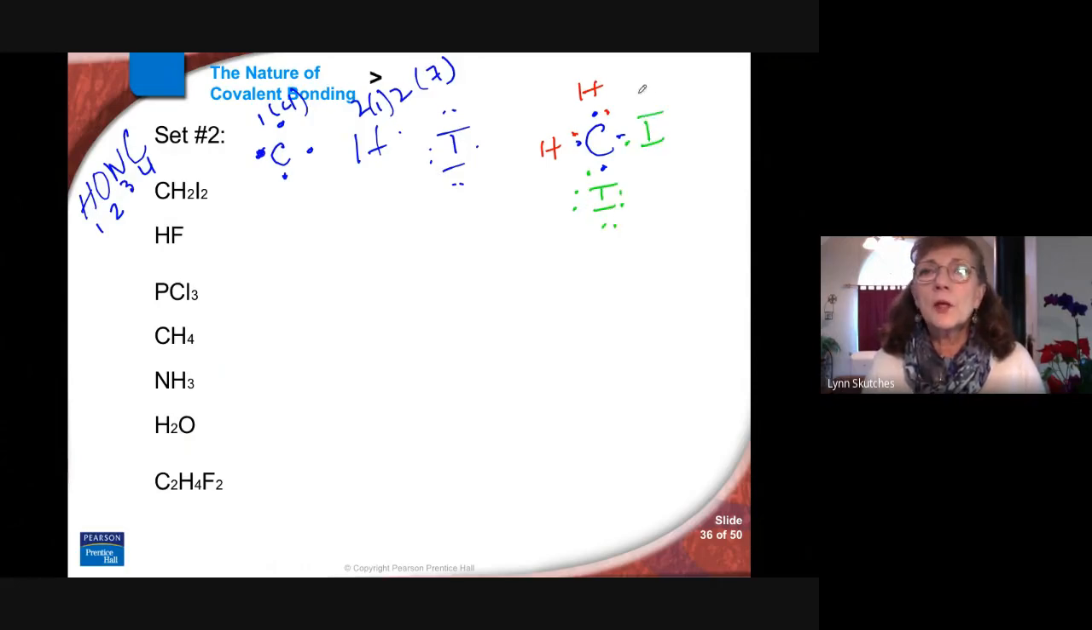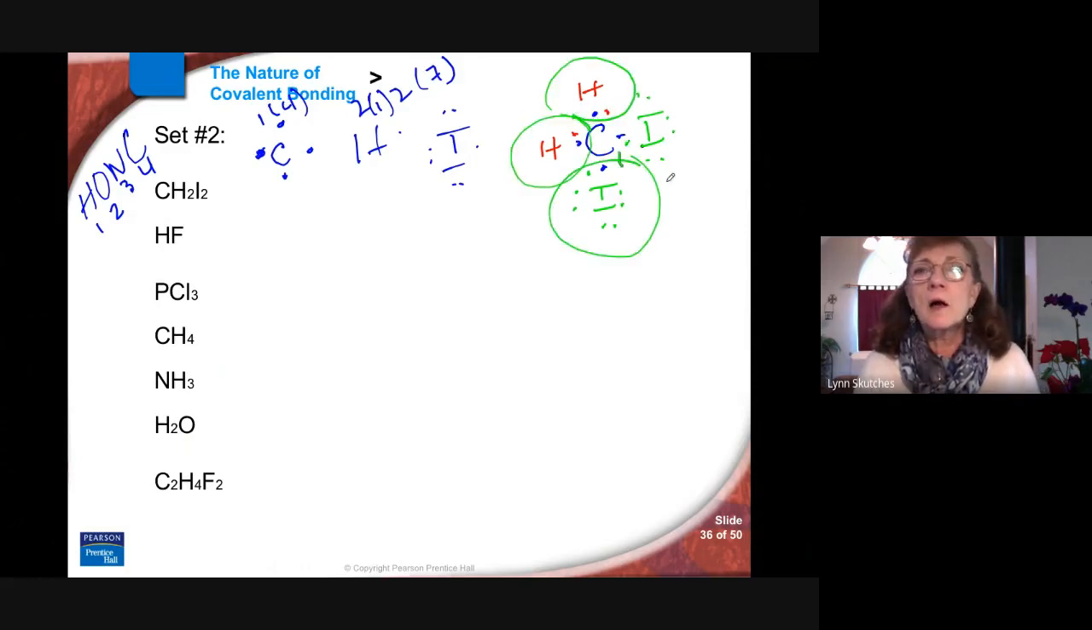What matters is that you get the right number of dots. So again, here we are with carbon bonding to 4 things, 2 of them hydrogen and 2 of them iodine. They could be all different things. They could be all the same, like methane. So hydrogen gets its duet, iodine gets its octet, and carbon also gets its octet.